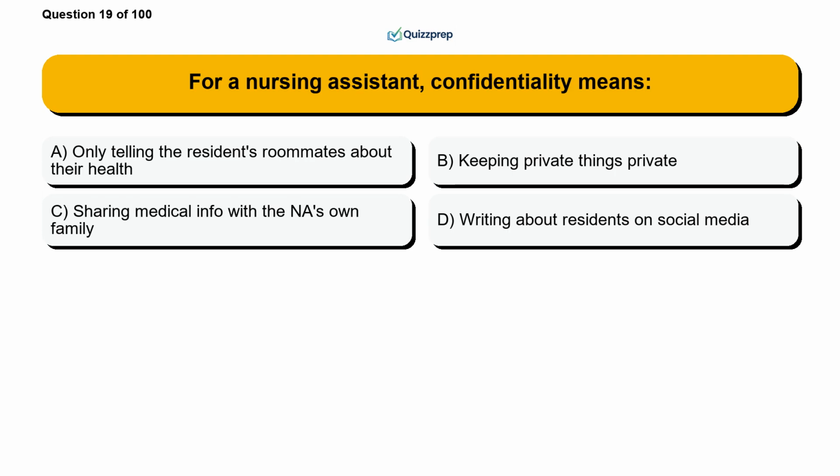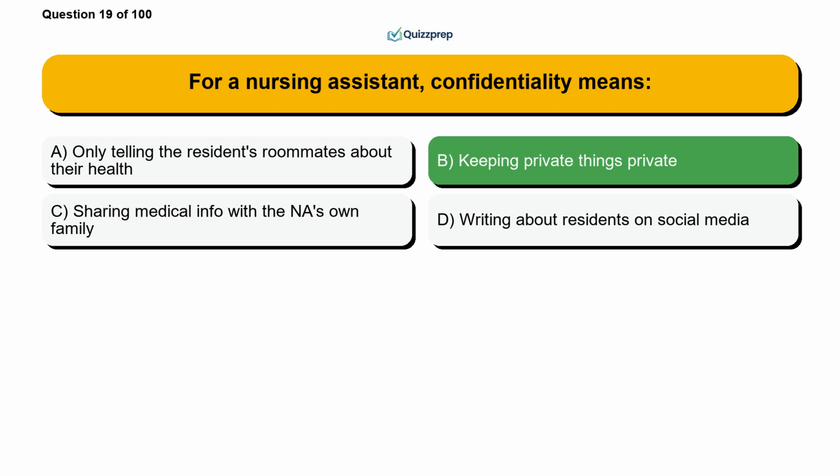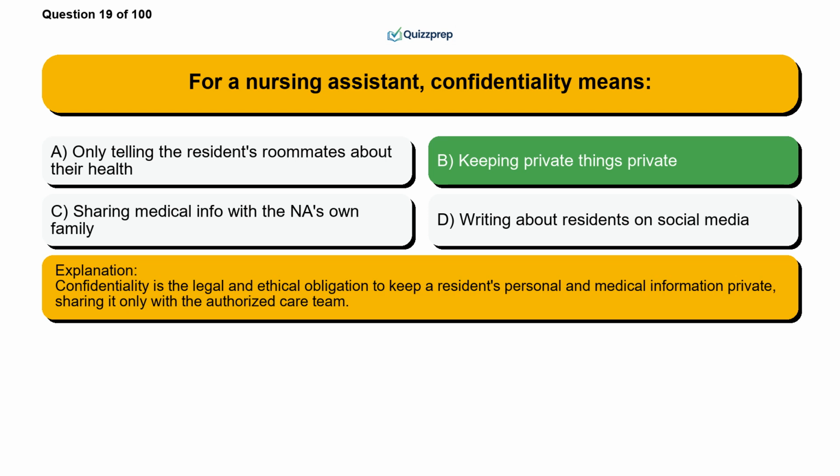Question 19. For a nursing assistant, confidentiality means option A, only telling the residents' roommates about their health, option B, keeping private things private, option C, sharing medical info with the NA's own family, option D, writing about residents on social media. The correct answer is option B, keeping private things private. Confidentiality is the legal and ethical obligation to keep a resident's personal and medical information private, sharing it only with the authorized care team.